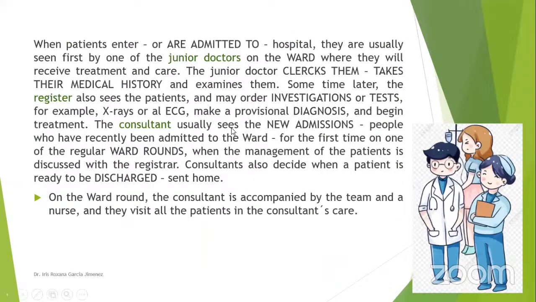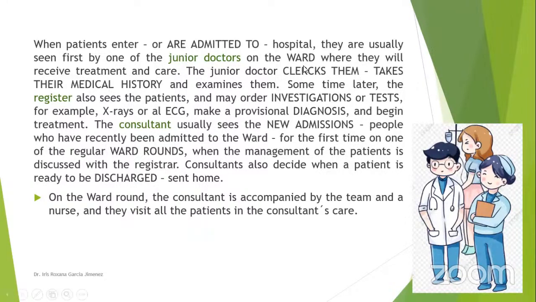And check this paragraph, it's very important because we have lots of vocabulary and expressions when we talk about patients that are getting into the hospital. When patients enter or are admitted to hospital, they are usually seen first by one of the junior doctors, I mean general practitioners, on the ward or shift, okay, where they will receive treatment and care according to the situation. If it's possible, we make it. The junior doctor or the general practitioner clerks them, I mean, takes their medical history, collects all the medical information, and examines them with the physical exam.